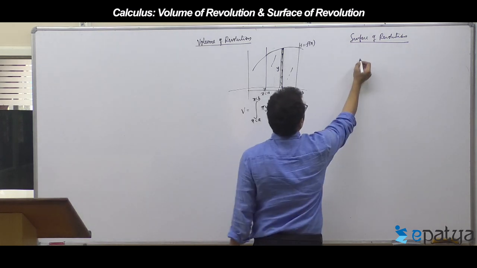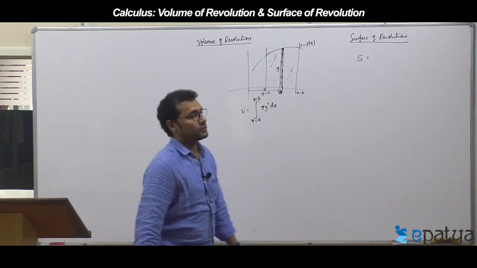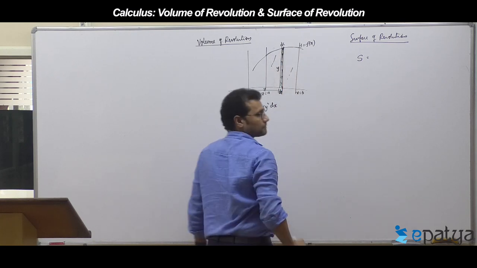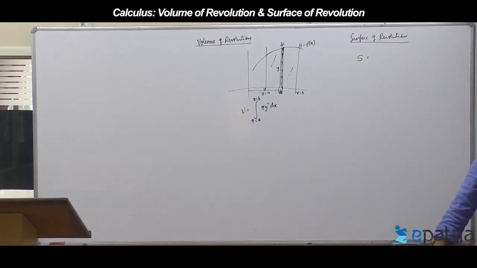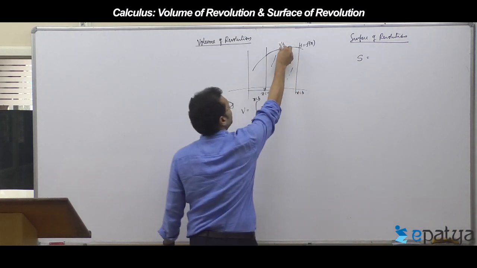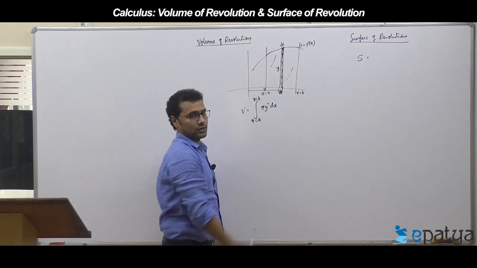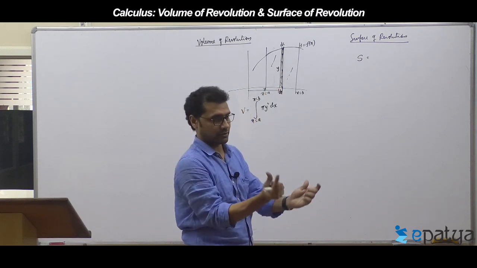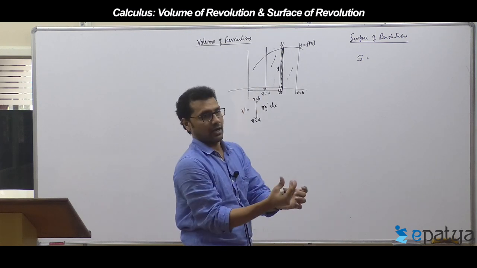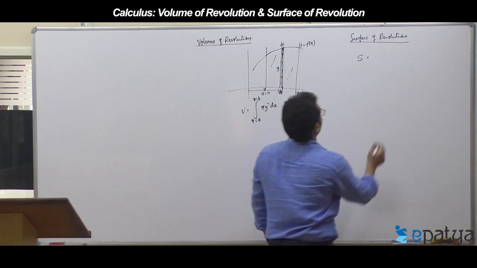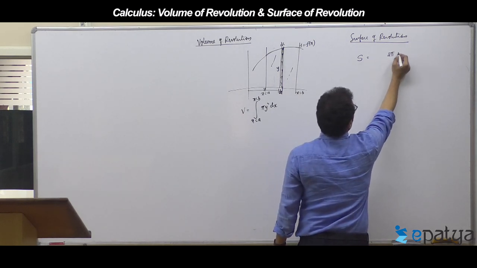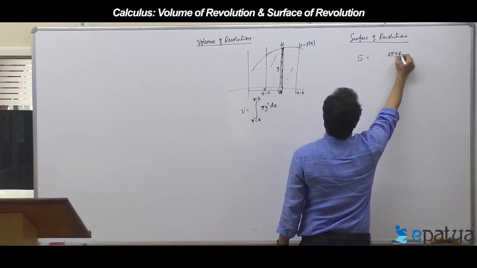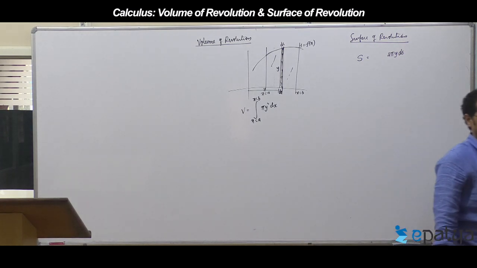Now, when I talk about surface area of revolution, what I am going to do is, I will take this small strip here. This is a small ds length. That small strip, when it is revolved about the x-axis for 360 degrees, actually generates a surface, a kind of ribbon surface. What is the surface area of that ribbon? That ribbon would be 2 pi y ds.